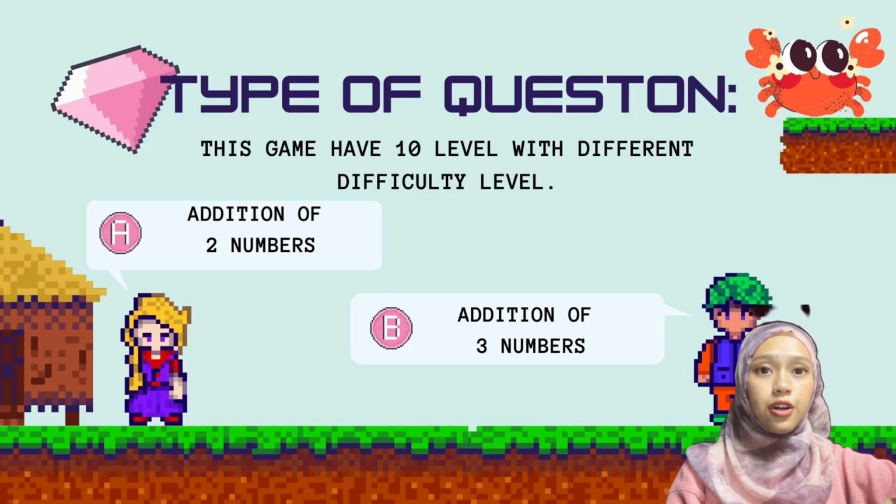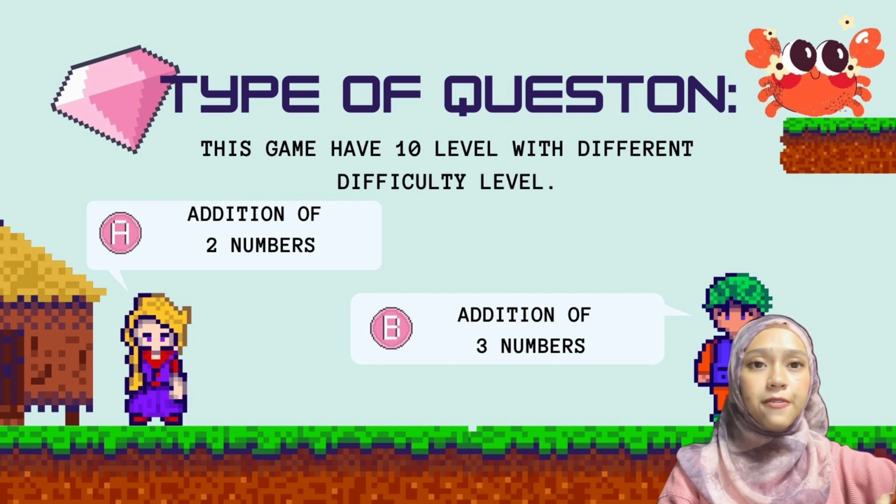Now, we're going to move to the types of questions. In this game, I put 10 levels with different difficulties. For the first 5 questions, I put addition of 2 numbers, and the other 5 are addition of 3 numbers.